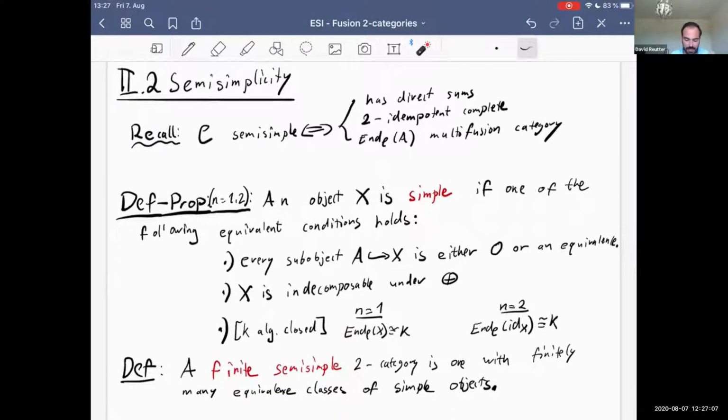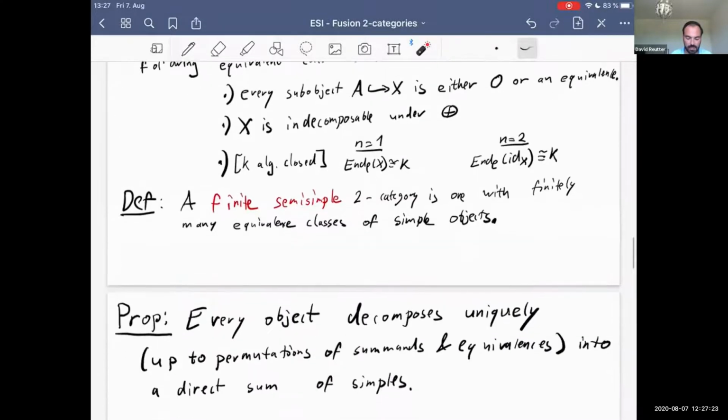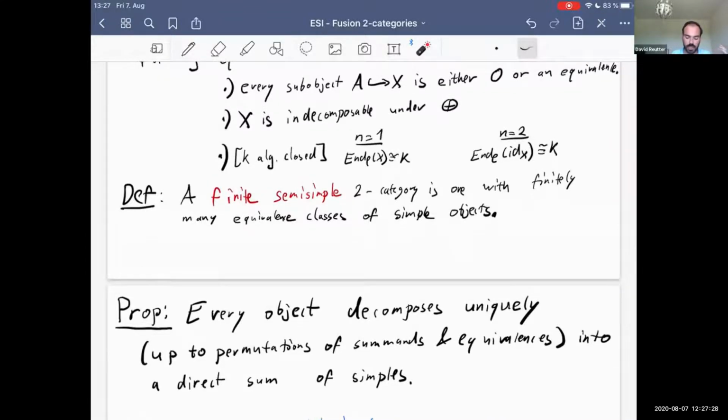And then maybe one final definition is that we say that a semisimple 2 category is finite if it has finitely many equivalence classes of simple objects. So again, similar to the n=1 setting. Okay, and then, as you would expect, every object in a semisimple 2 category decomposes uniquely, up to permutations of summands and equivalences, into a direct sum of simple objects. So again, similar to the n=1 case, the simple objects really govern what's going on in these semisimple 2 categories.